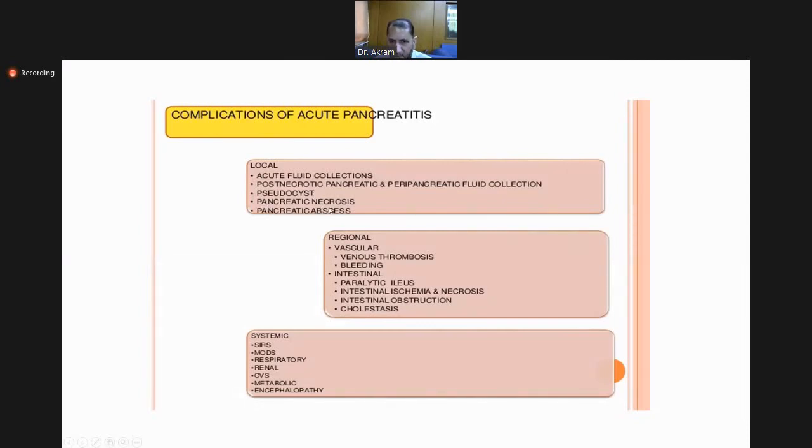Pancreatic parenchymal necrosis. If the patient develops a collection and this collection becomes infected and changes into pus, this is a pancreatic abscess. These are the terms used: acute fluid collection, peripancreatic collection, the collection during the early days, before 1 month, which is pancreatic collection, pancreatic effusion.